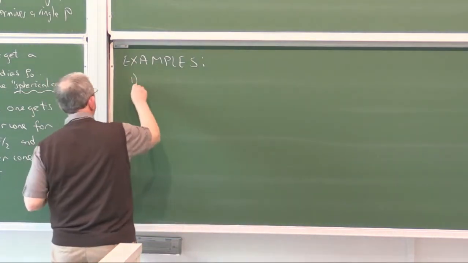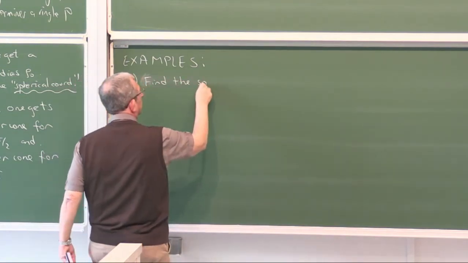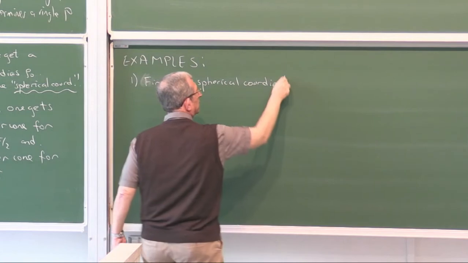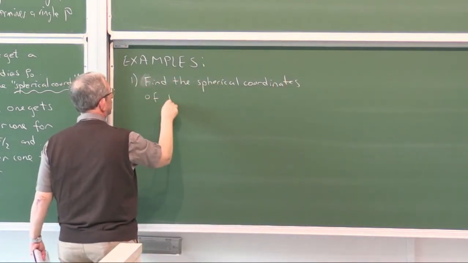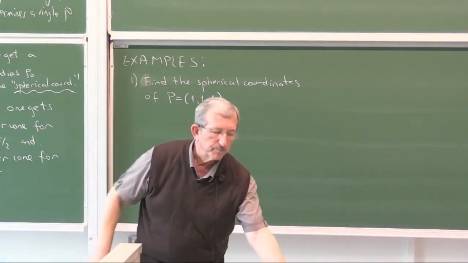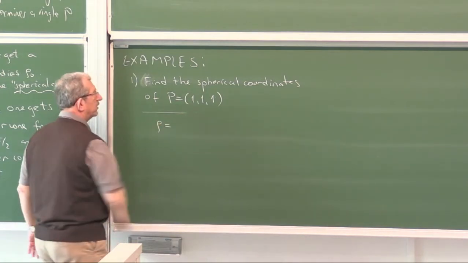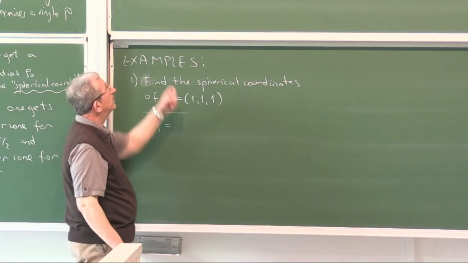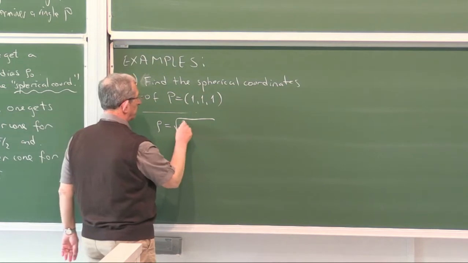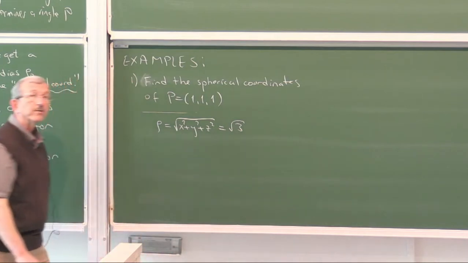Well, the first one is find the spherical coordinates of the point, say (1, 1, 1). Okay. Well, this means finding rho. Clearly, rho would be, because of the identity up there, the square root of x squared plus y squared plus z squared. So it is root 3.